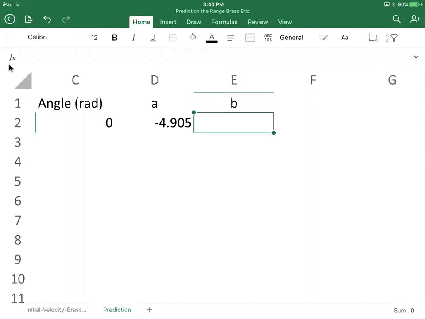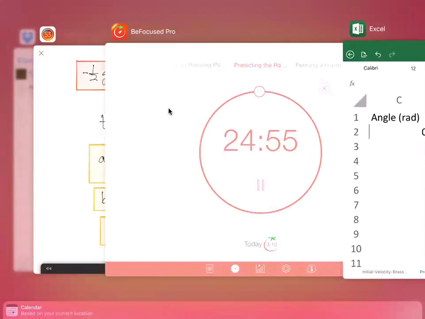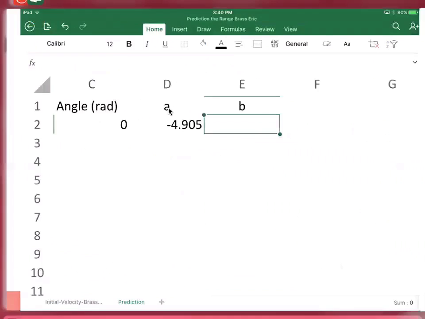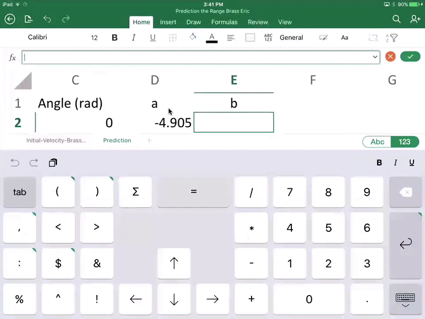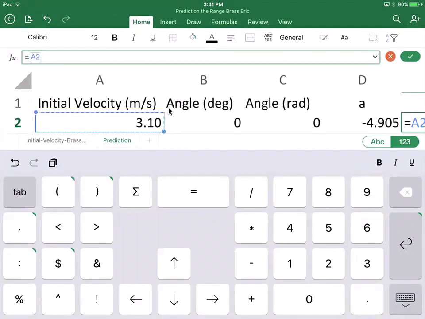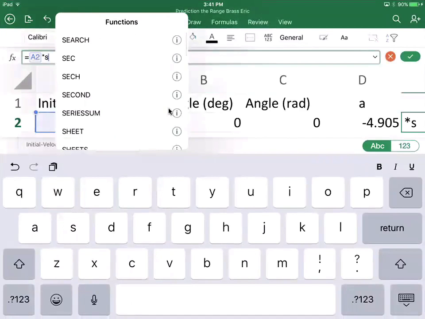Right, so we are now going to put in B, and B is, if you guys remember, V naught sine theta. So we just need to know what is V naught. V naught is all the way over here in A. It's our initial velocity. And then we're going to multiply this times sine.